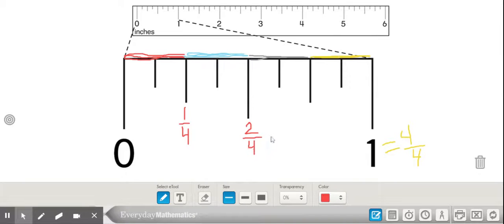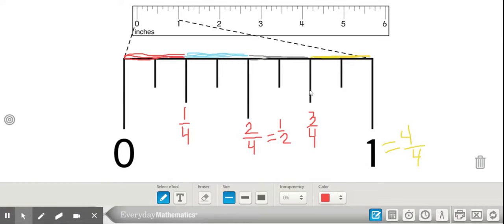And again, I want us to think about equivalent fractions. 2/4 is also equivalent to 1/2. Right now we're at 1/2 an inch. Then my next mark would be 3/4 of an inch. Again, 1/4, 2/4, 3/4. And then finally, the whole inch is 4/4. So even if I'm measuring to the nearest fourth of an inch, I could measure to a whole inch because it's still 4/4, and so on and so forth.